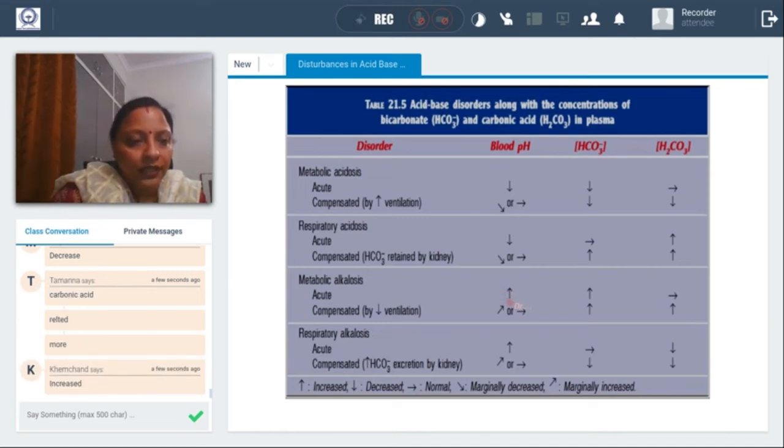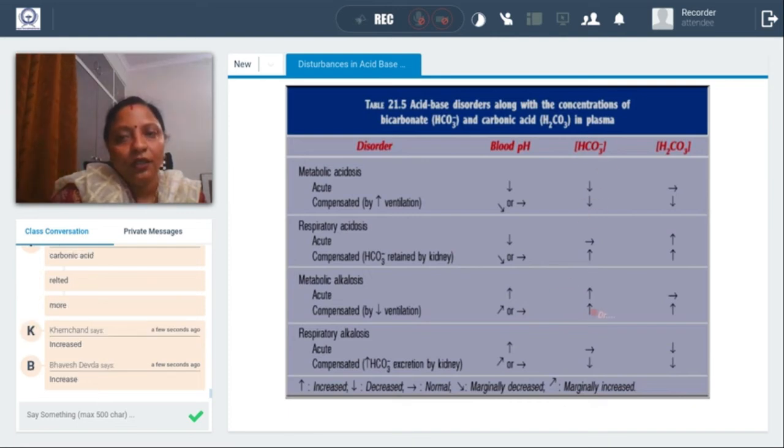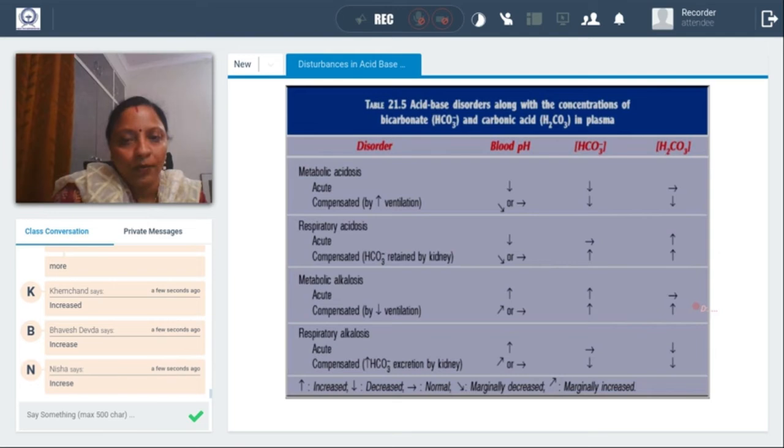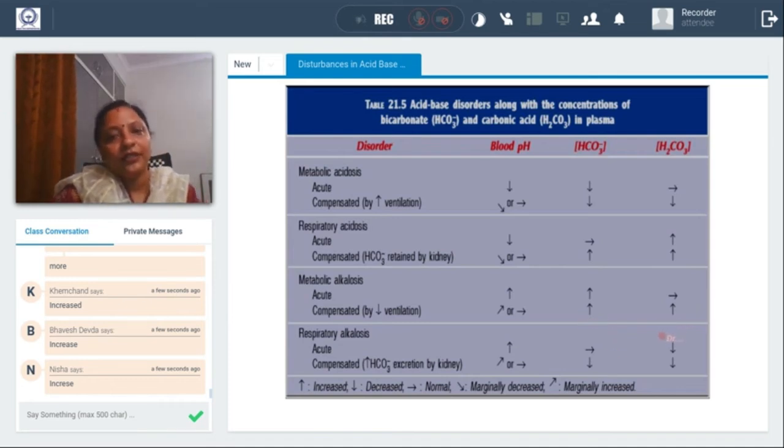This is increased. So you can see here HCO3, or bicarbonate ions, increased, H2CO3 normal. So by the compensation, you all know, by hypoventilation by the lungs. Hypoventilation means decrease in the ventilation. So you can see here HCO3 minus upon H2CO3, or carbonic acid, HCO3 increases and H2CO3 also increases.